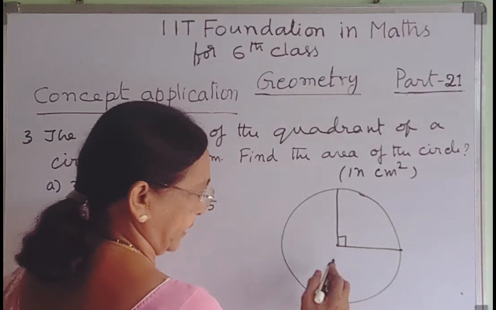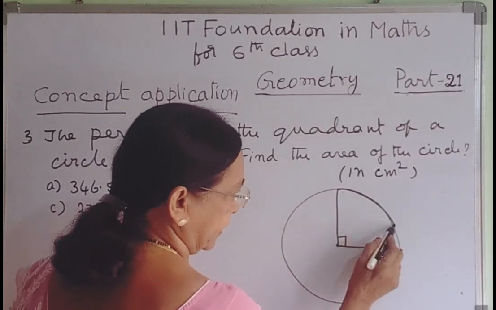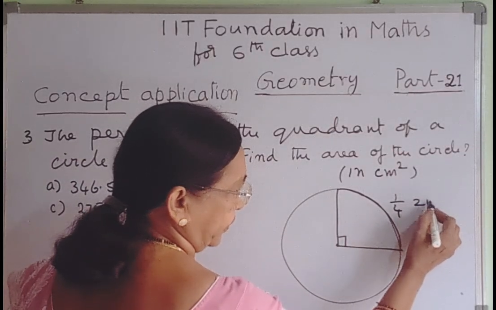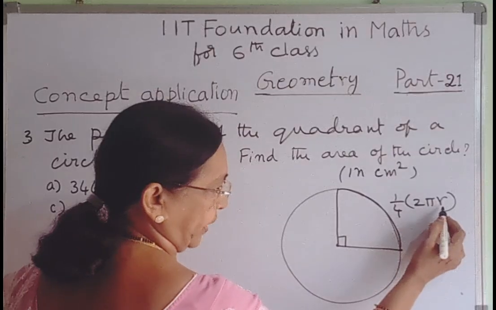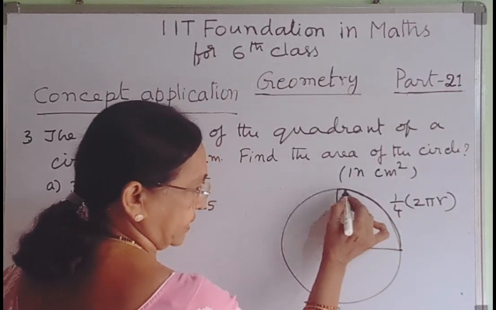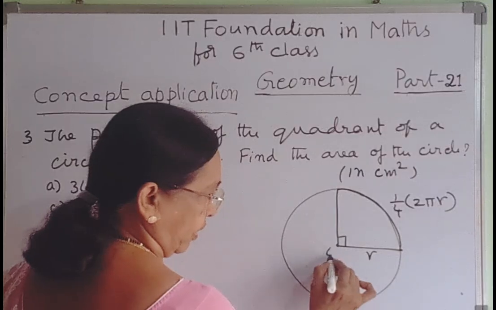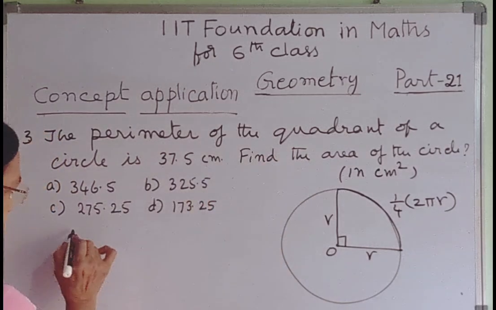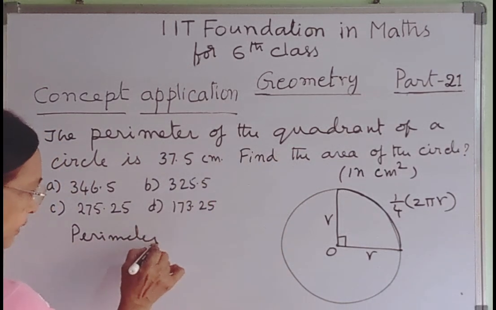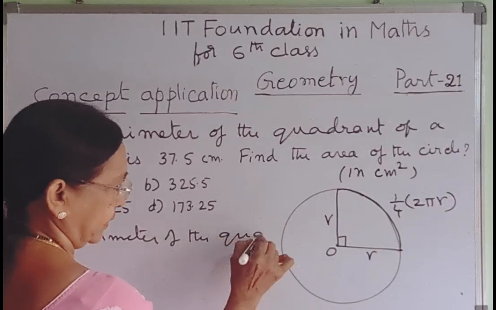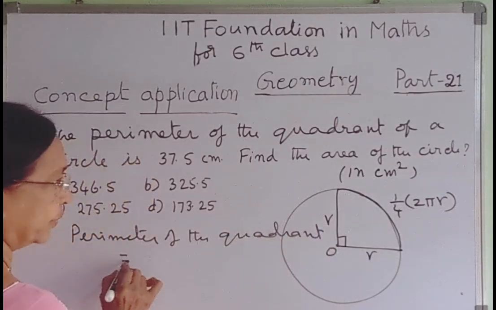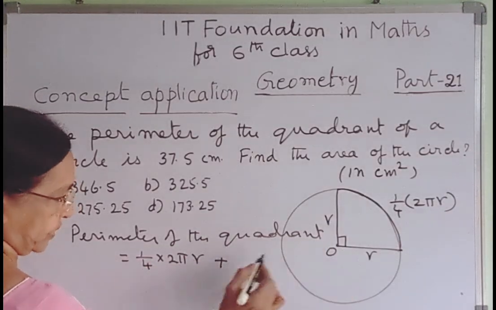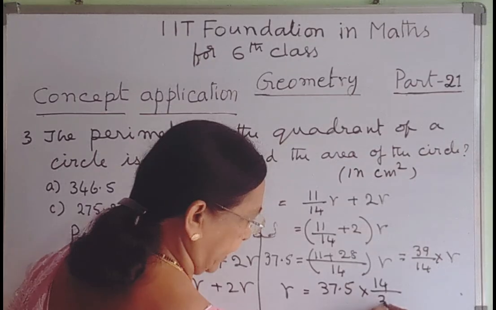Whose angle is 90 degrees. Therefore, the perimeter is 1/4 of the circumference, that is 1 by 4 into 2 pi r. The circumference is 2 pi r, and 1/4 of the circumference is the length of this arc, plus this radius and this other radius. So the perimeter of the quadrant is equal to 1/4 into 2 pi r plus r, 2r.